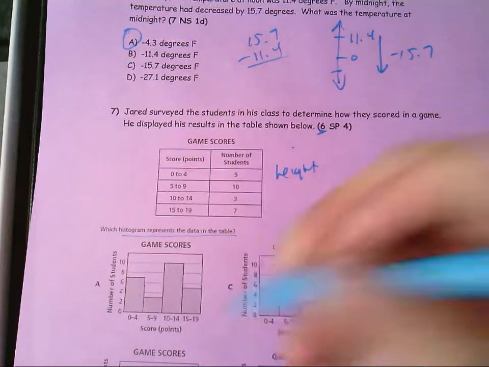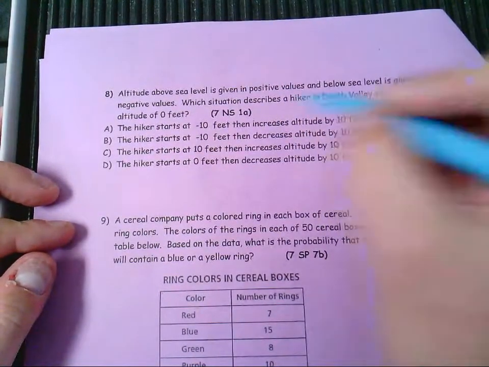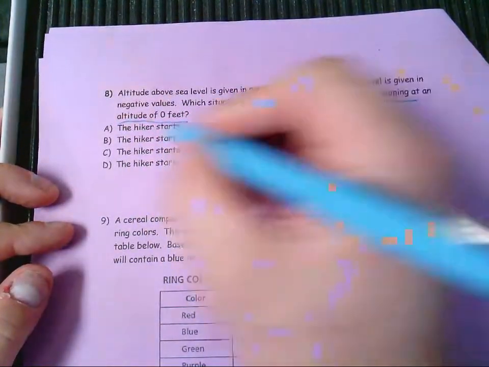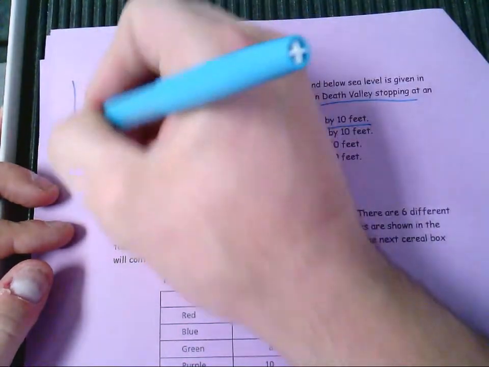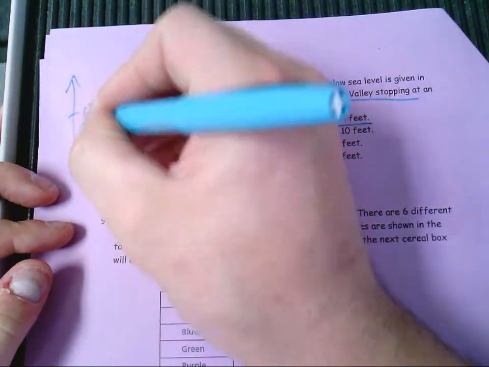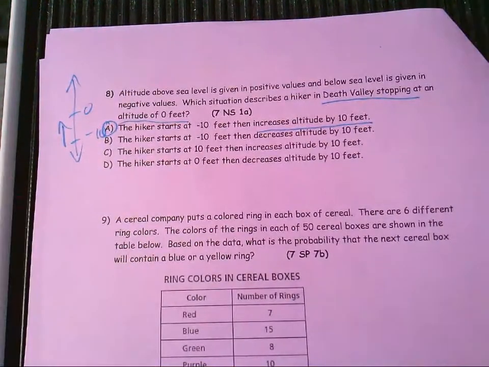3 and 7. All right, some of these problems moving pretty quick. Number 8, altitude. Which situation is a hiker in Death Valley stopping at an altitude of 0 feet? Hiker starts at negative 10 feet and then increases altitude by 10 feet. If I draw a picture of this, yeah, I do like pictures. So if you start at negative 10 and you go up 10, okay, your answer is going to be A.